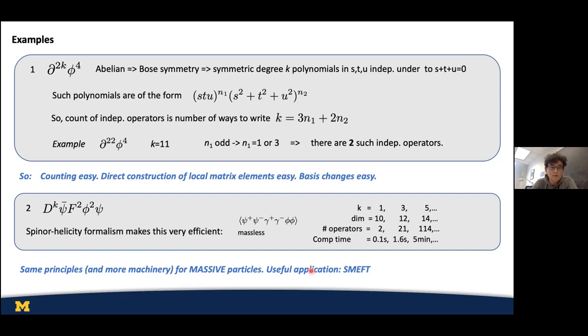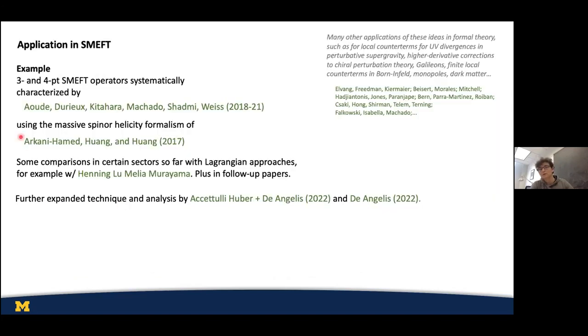field theory. So recently, there have been many approaches to massive spinor helicity formalism, but a very recent and efficient way of doing it is Arkani-Hamed, Huang and Huang's paper from 2017. So the group by El-Khadra and collaborators in a series of papers have applied this to try to find systematic ways of using these methods to characterize 3- and 4-point standard model effective operators. There's only partial comparison from that particular group with the Lagrangian approaches, including 2 examples of Henning, Lu, Melia, and Murayama. But there are a series of follow-up papers that do more systematic comparisons.